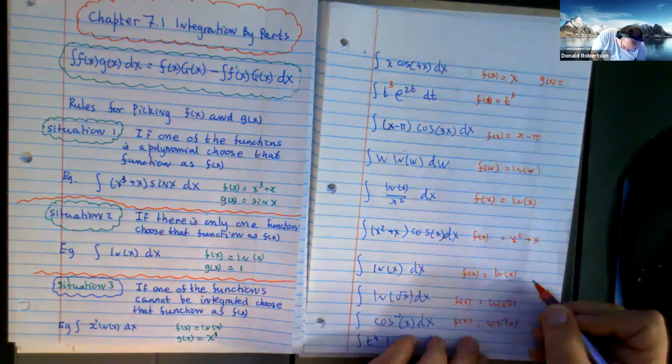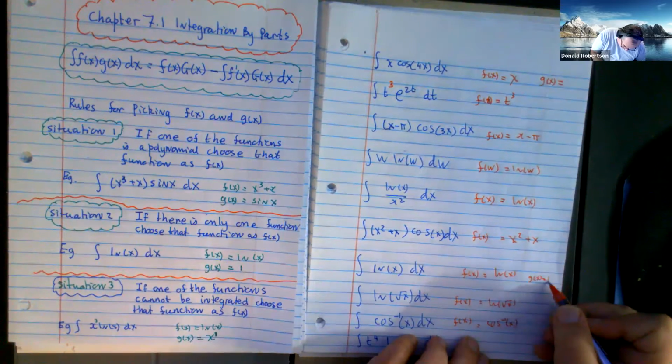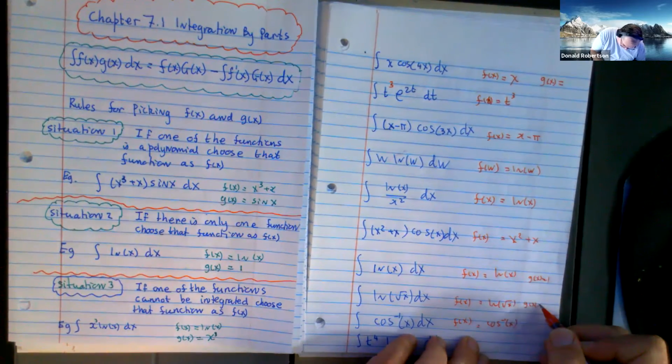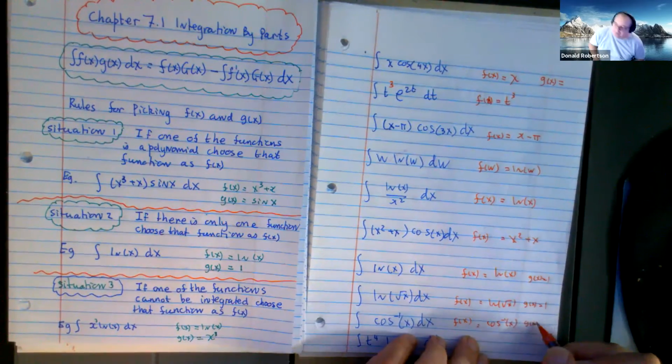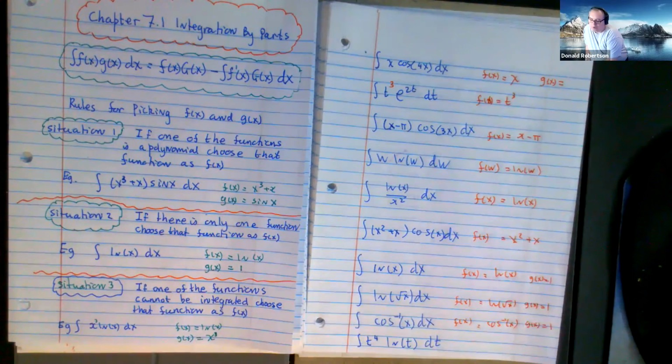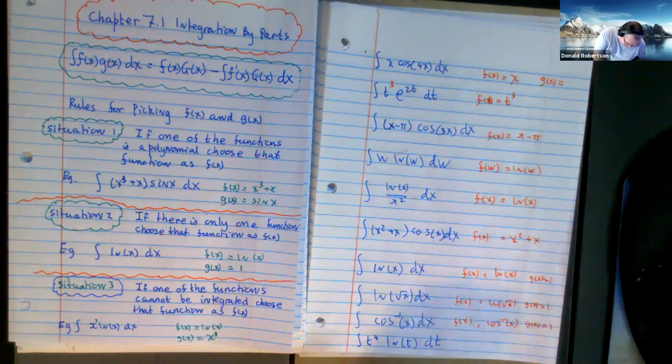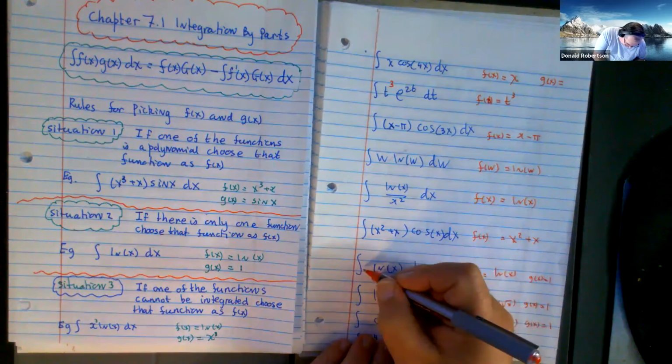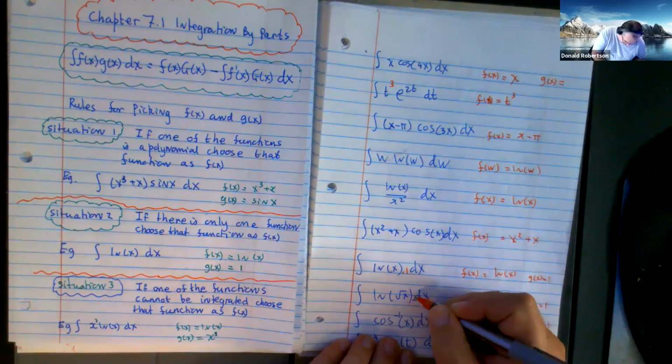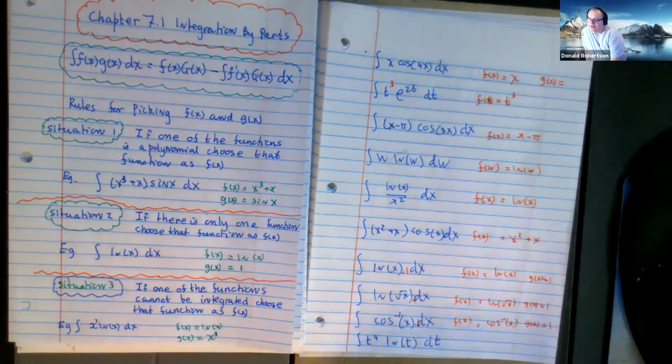In this case, it's probably worthwhile telling you who the g of x is going to be. It's going to be 1, because you're pretending in a way that this is log x times 1. So we're artificially making a product by calling it the thing times 1. Okay, last one of this, and then we'll start doing some questions.